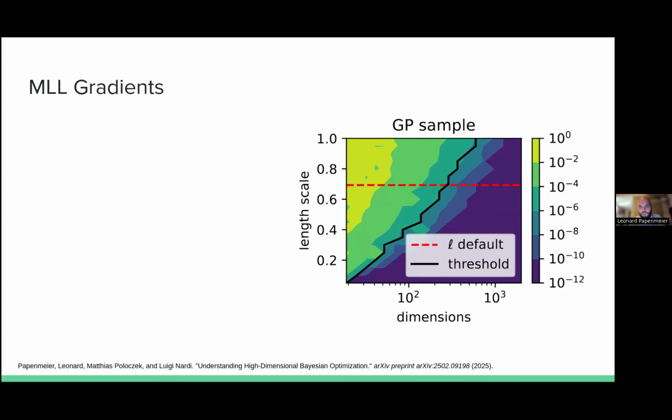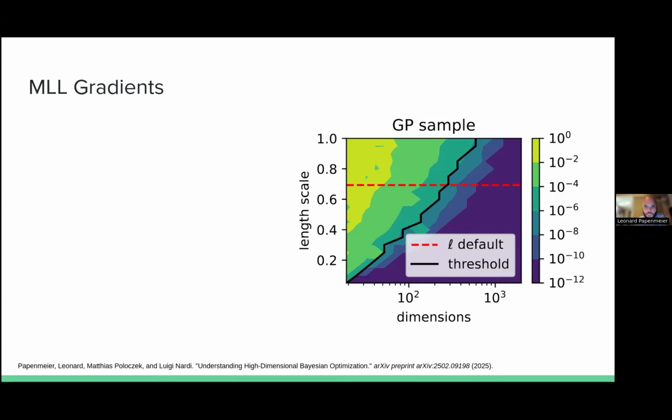This figure shows the maximum gradient norm of the marginal log likelihood during the first 50 iterations when fitting a GP. We fit a GP using gradient-based optimization, and we look at the maximum norm within those first 50 iterations. The x-axis shows the dimensionality of the problem, and the y-axis shows the initial length scale with which we configure the GP. Starting from some initial length scale, we just run the maximum likelihood optimization. Yellow in this plot means that the MLL changes a lot because the gradient norm is high.